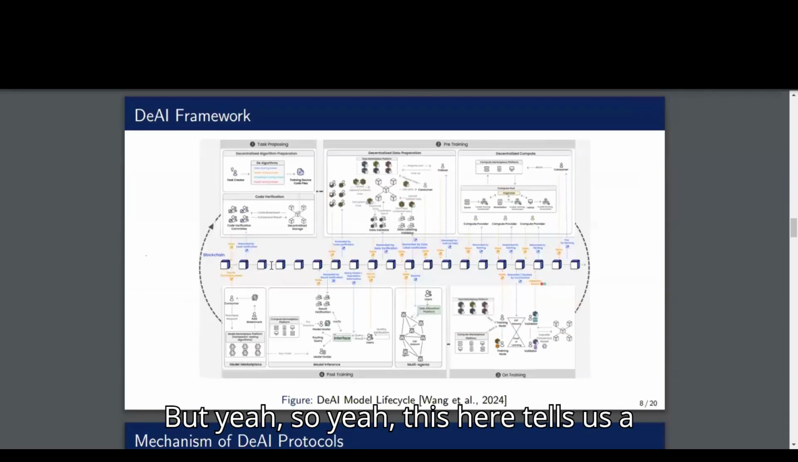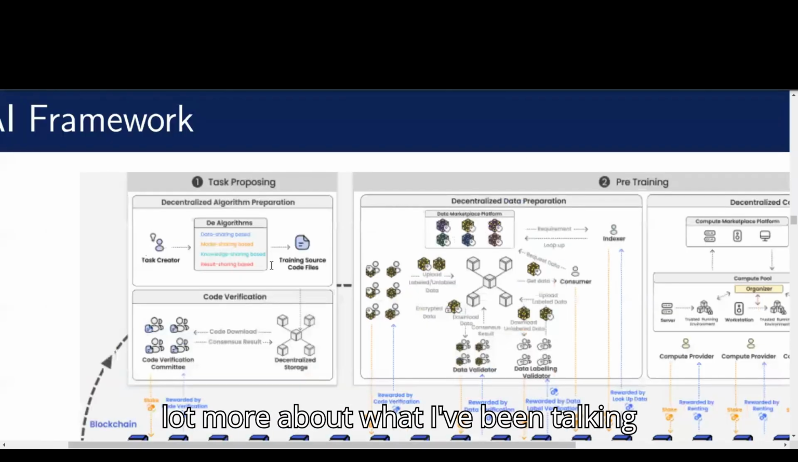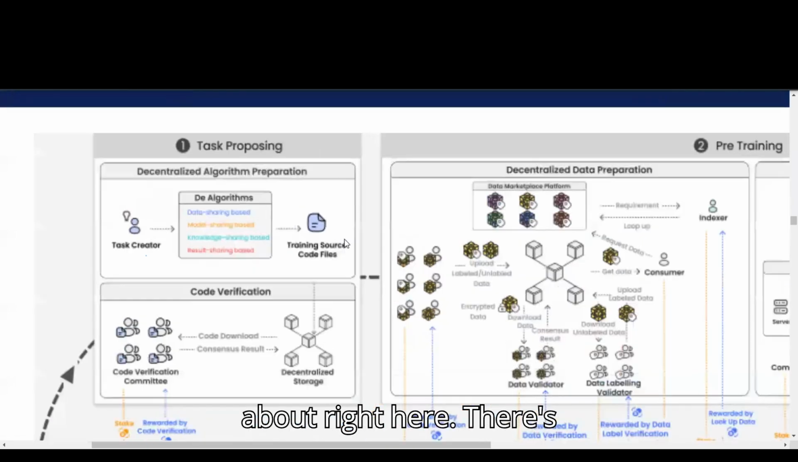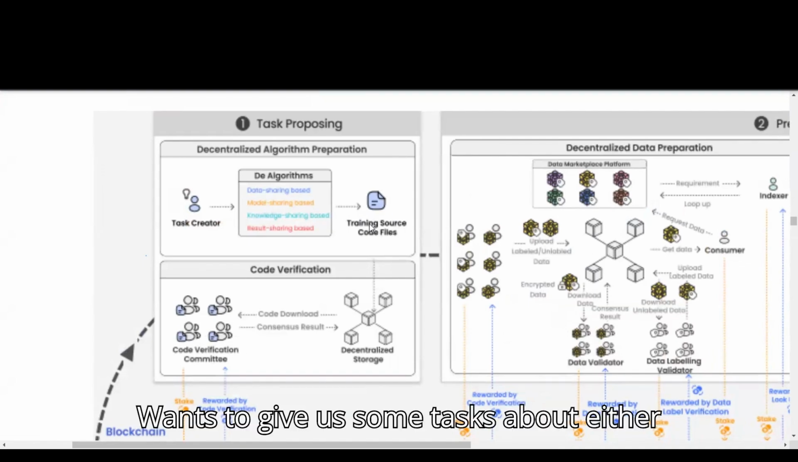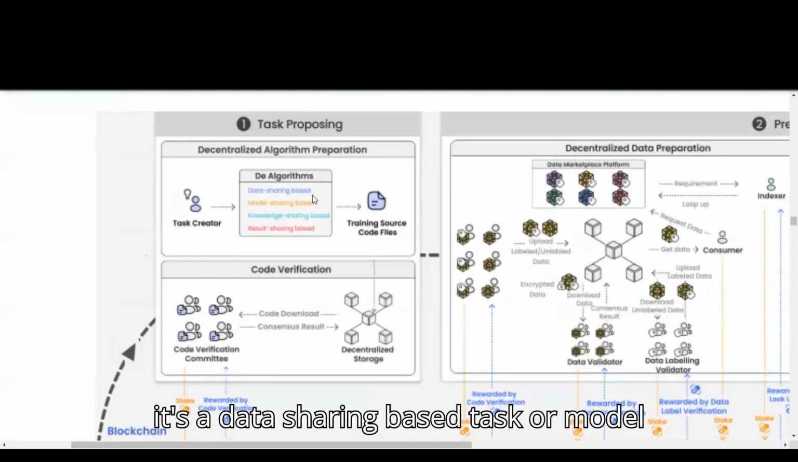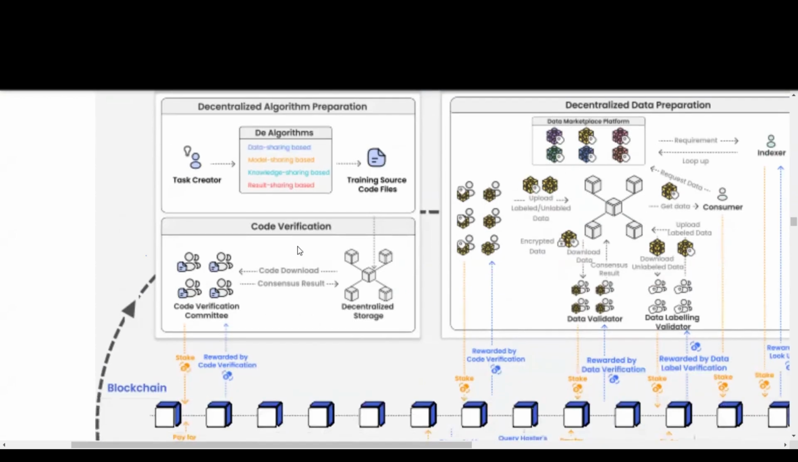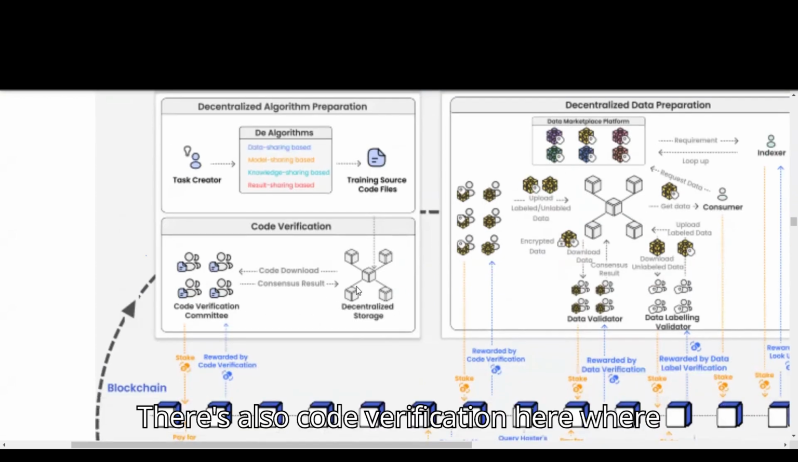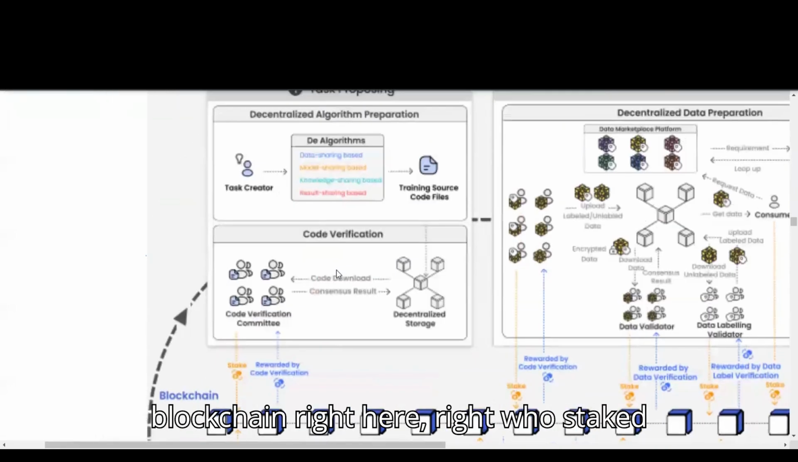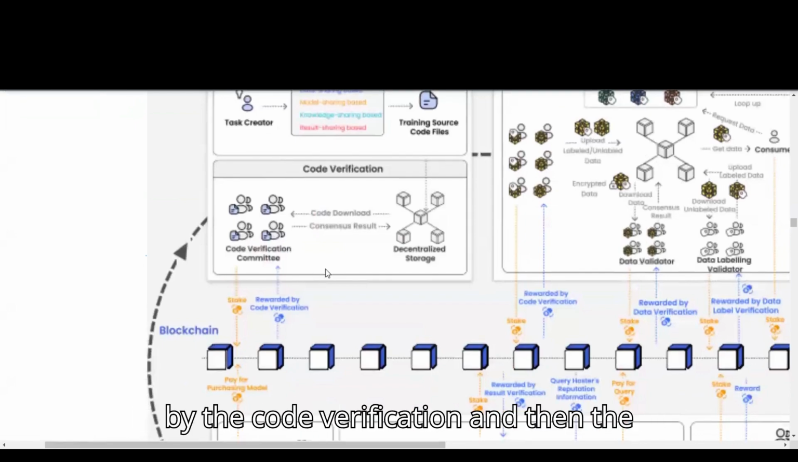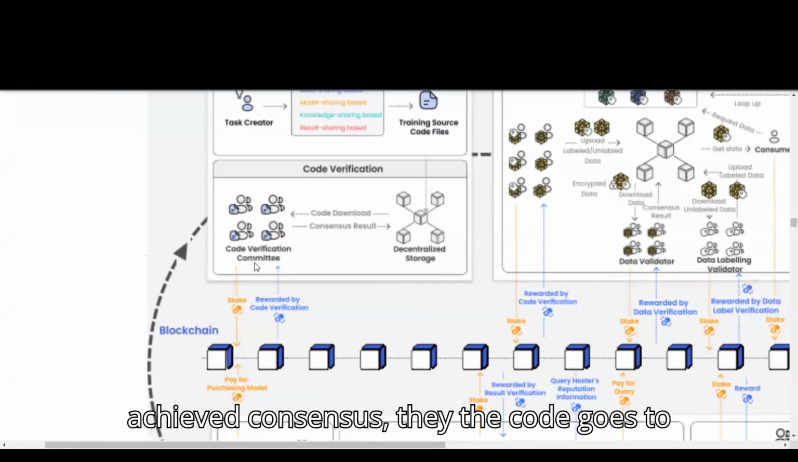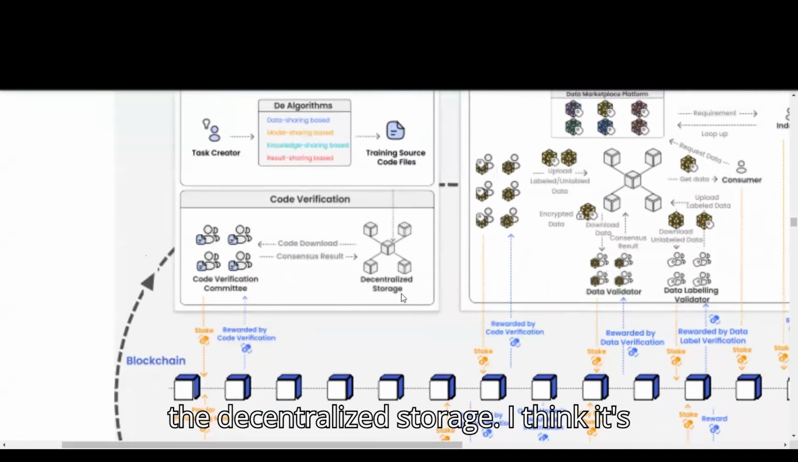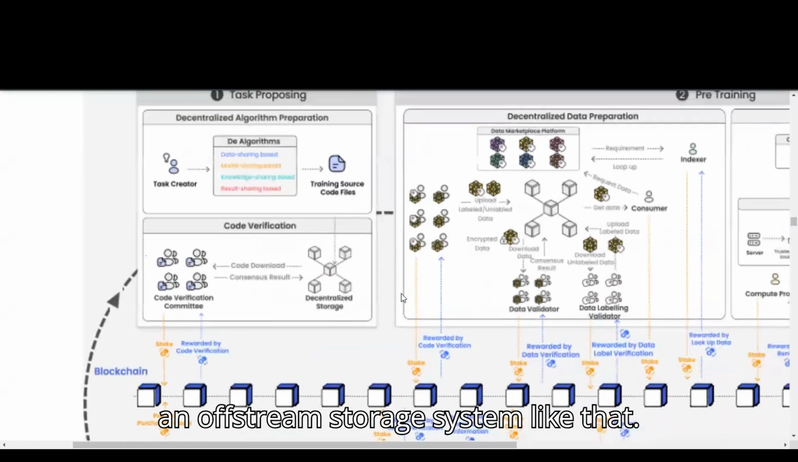But yeah, this here tells us a lot more about what I've been talking about. There are decentralized algorithms right here. There's the task creator, who basically wants to give us some tasks, either a data sharing based task or model sharing based, and so on and so forth. There's also code verification here, where they download the code from the verification committee who put it on the blockchain, who staked it on the blockchain, and they're rewarded by the code verification. And then after they've achieved consensus, the code goes to the decentralized storage. I think it's an off-chain storage system right there.